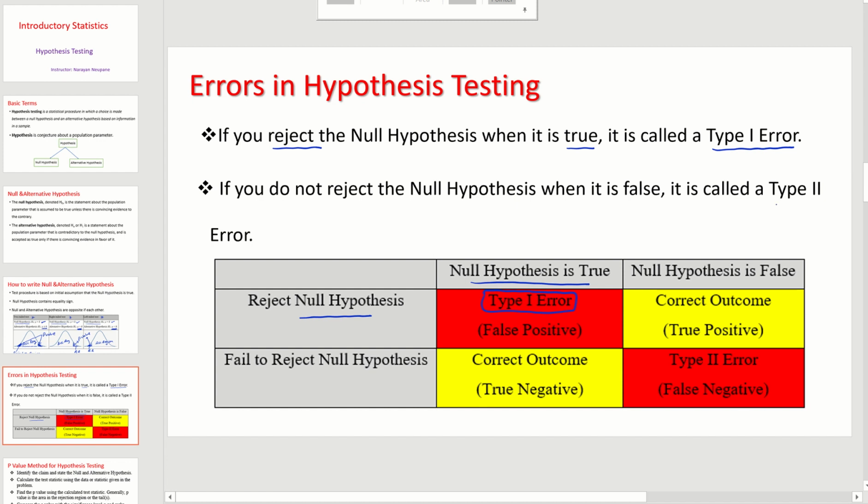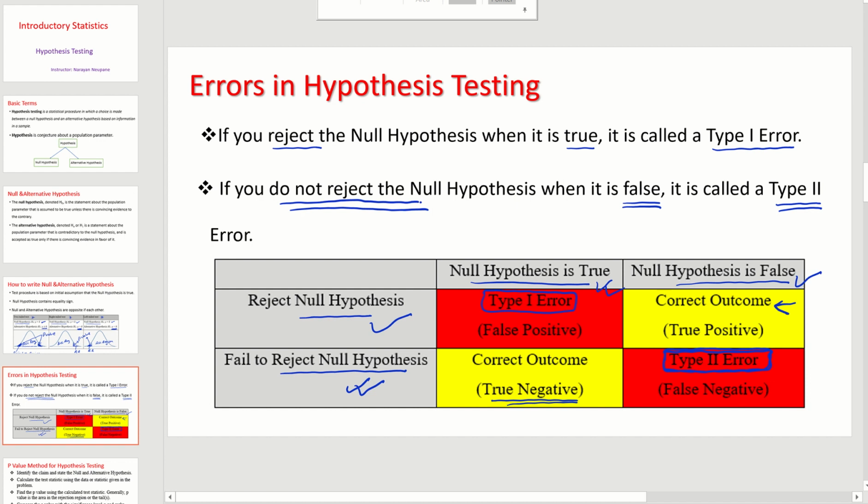The second error is type 2 error. That is, if you do not reject the null hypothesis when it is false, you are not rejecting the null hypothesis, but it was actually false. In that case, the error you made is the type 2 error. In two other cases, that is, you reject the null hypothesis and the null hypothesis is false, you make a correct decision. It is called true positive. You fail to reject the null hypothesis and the null hypothesis is true. In that case, you make a correct decision again. It's called the true negative decision.